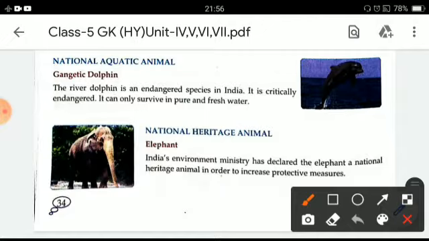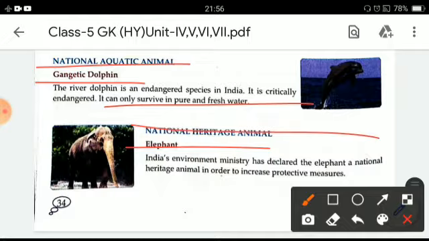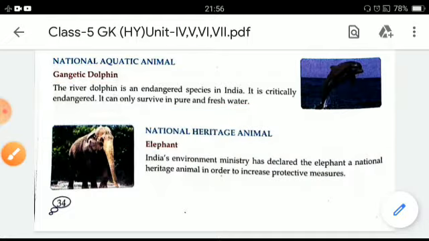Then, national aquatic animal, Gangetic dolphin. The river dolphin is an endangered species in India. It is critically endangered and it can only survive in pure and fresh water. The last one is national heritage animal, which is an elephant. India's Environment Ministry has declared the elephant a national heritage animal in order to increase protective measures. So that's all in the national insignia.